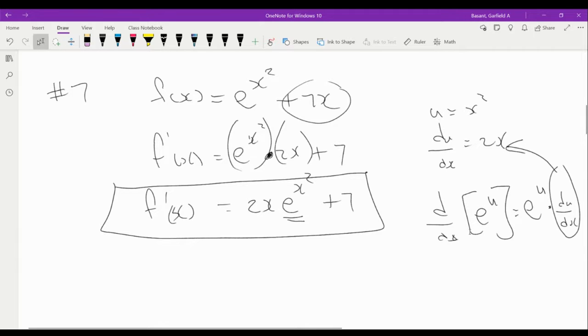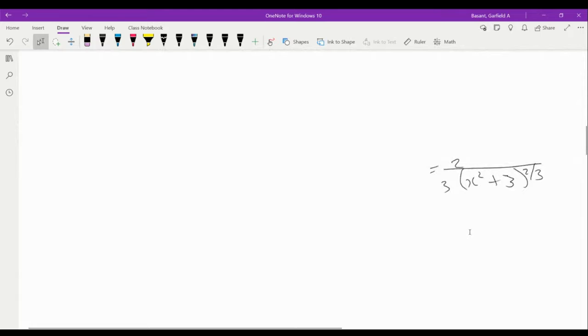All right, let's try number 8. It says y is equal to the square root of e to the x plus 1.